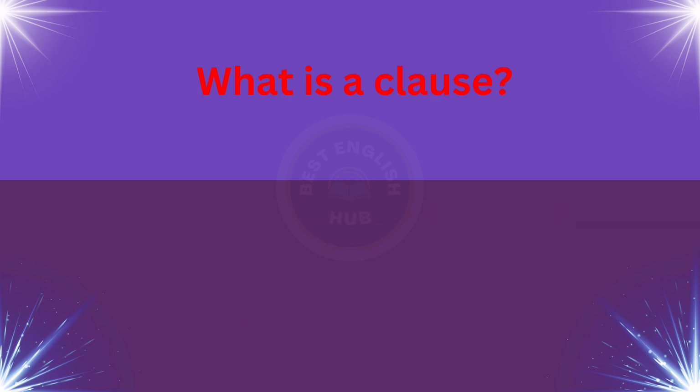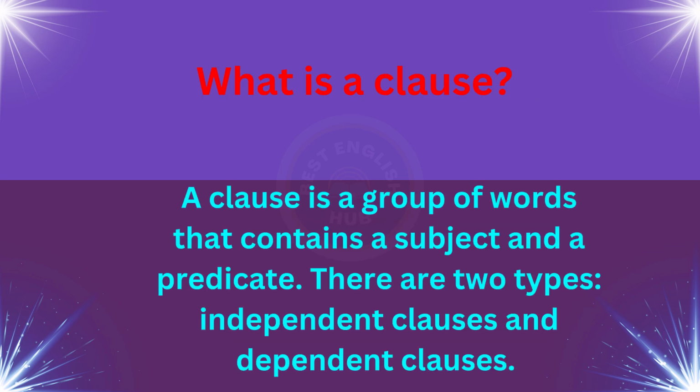What is a clause? A clause is a group of words that contains a subject and a predicate. There are two types: independent clauses and dependent clauses.